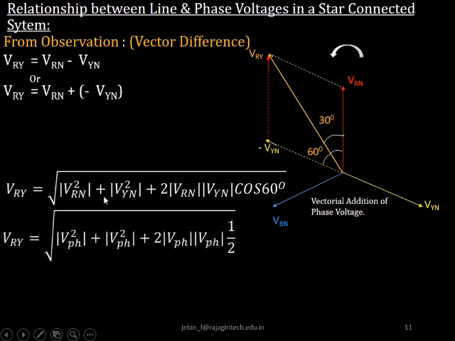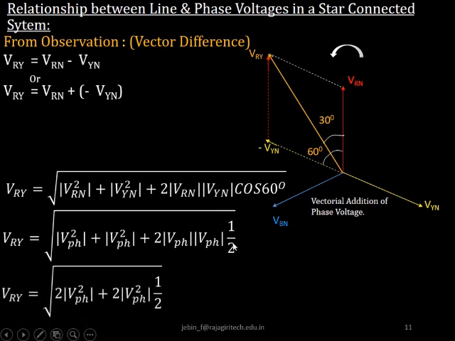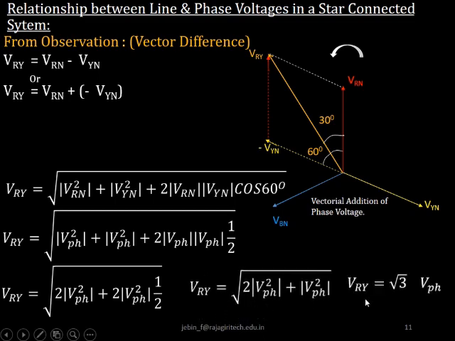So I'll just simplify. You know that VRN and VYN represent the phase voltages, so I'll represent everything in terms of phase voltages. So magnitude is same. The cos 60 is 1 by 2. So if I were to simplify, I get VRY is equal to root 3 V phase, which is nothing but my line voltage is root 3 times the phase voltage. So this is obtained through vectorial addition of phase voltages.